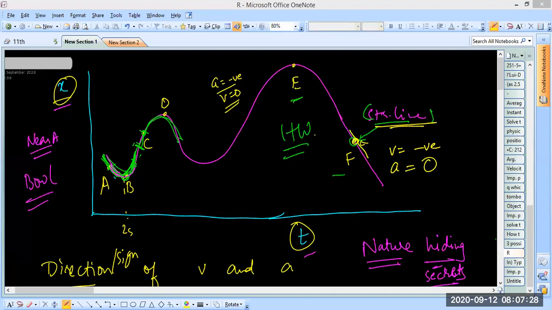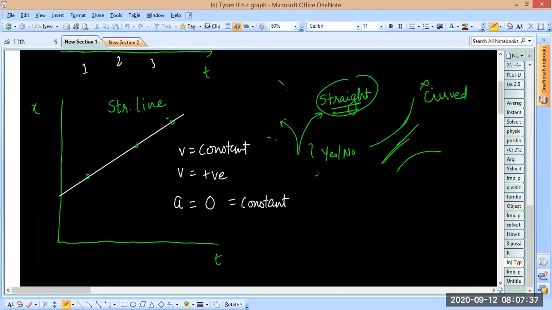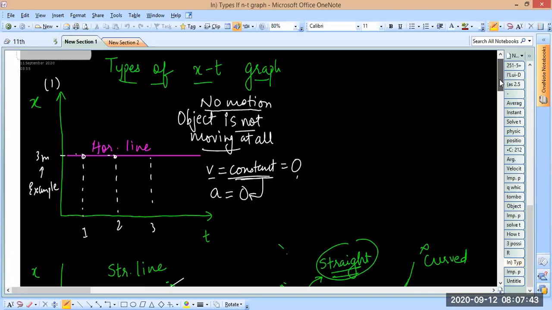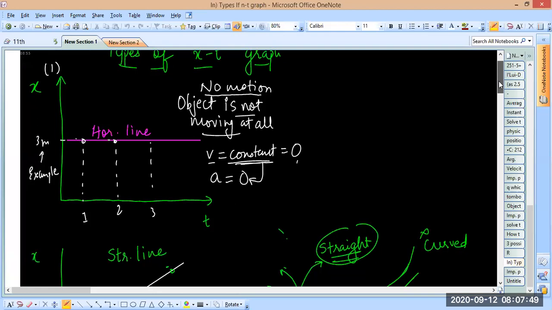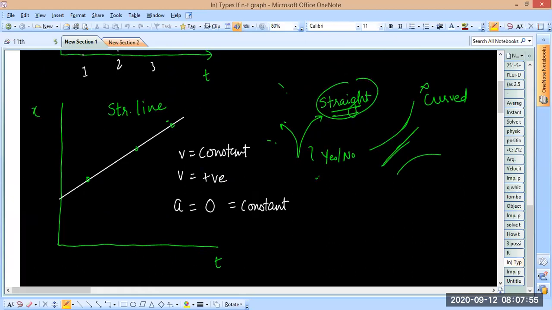Okay. Now, this is what we were talking about the last time, right? That there are different types of x-t graph. This is one which is a horizontal line, which indicates that the object is not moving at all, or it is at rest. All right. Then this is again a straight line, but it's going up, right? So the velocity is constant, because it's a straight line, and the velocity is positive, right? And acceleration is of course zero because velocity is constant.